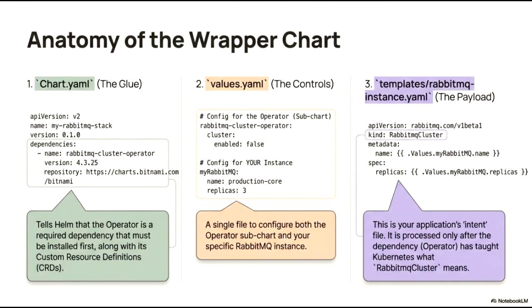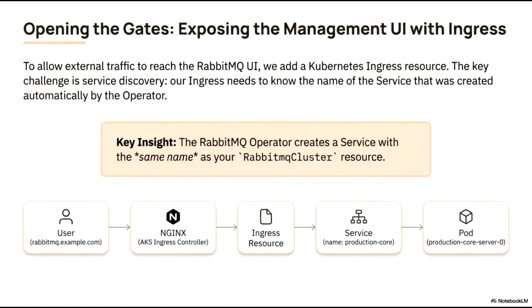To expose the RabbitMQ management UI to external traffic, we utilize a Kubernetes ingress resource. A common challenge in this setup is service discovery. Specifically, the ingress must accurately reference the service generated by the RabbitMQ cluster operator. The key insight here is that the RabbitMQ operator automatically creates a service with the exact same name as your RabbitMQ cluster resource. In this architecture, because our resource is named Production Core, the corresponding service is also named Production Core.